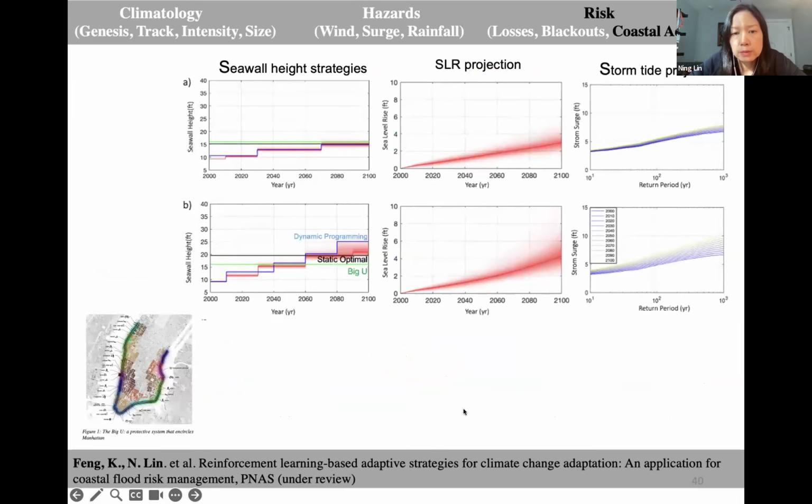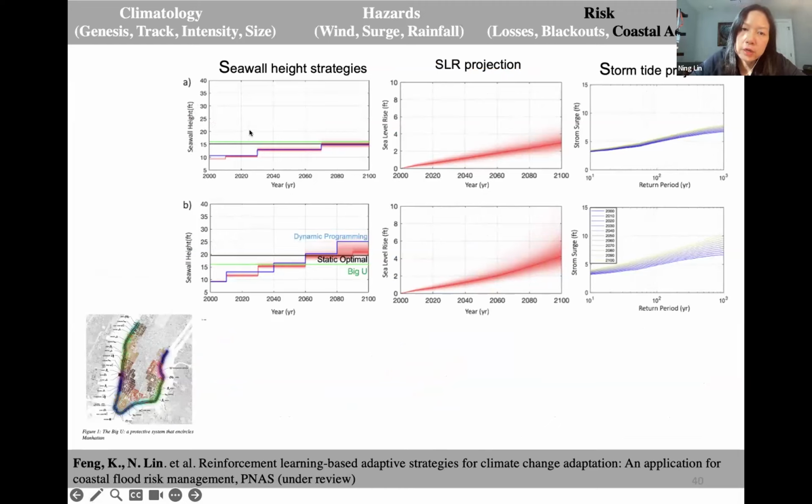So here's results. So here we're showing in the middle is the sea level rise projection over the century. On the right is storm tide projection. Different color shows different decades. So the storm tide will be increasing over the century.